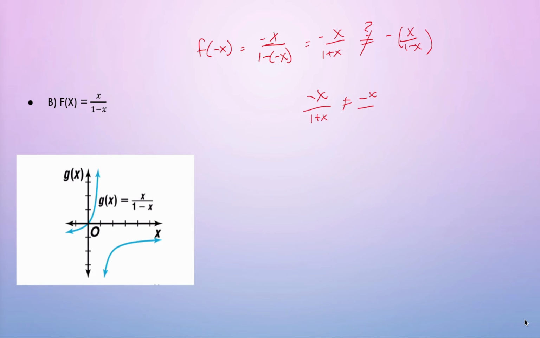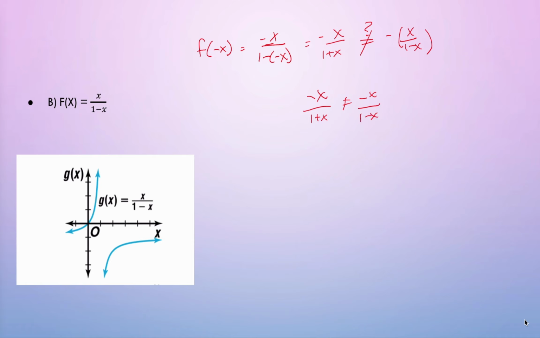Here, f of x equals x over 1 minus x. So f of -x equals -x over 1 minus -x, which is going to be -x over 1 plus x. Does that equal -x over 1 minus x? No, it does not. Right? -x over 1 plus x does not equal -x over 1 minus x.